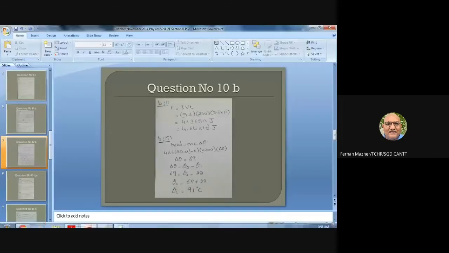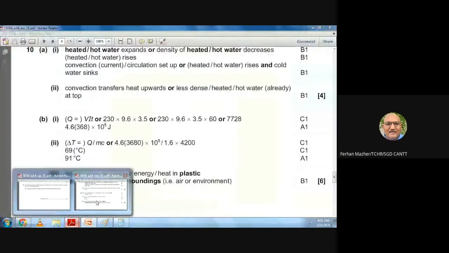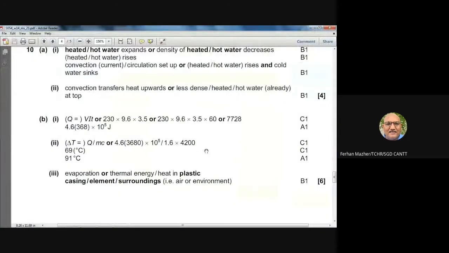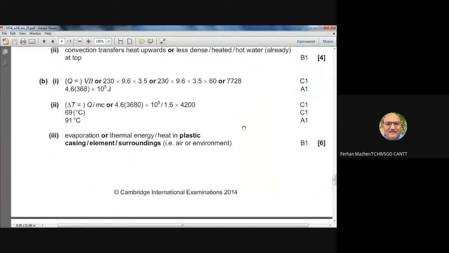Let me show you the marking scheme as well. B first part on your screen. Hopefully you can see. Q equals VIT and you put the values. The final answer will be 4.6 times 10 to the power 5 joules. I think this is a 2-mark numerical and you are able to do this.